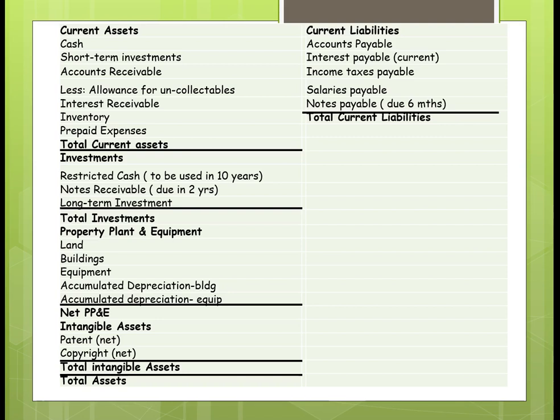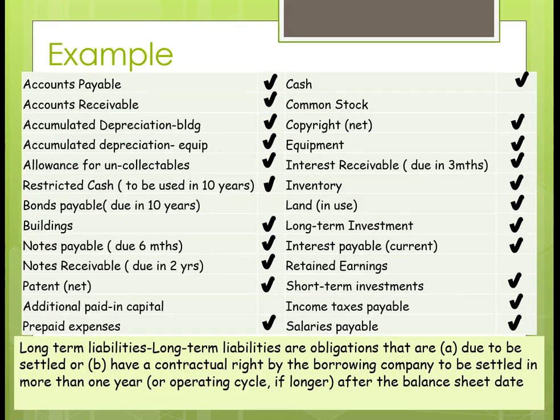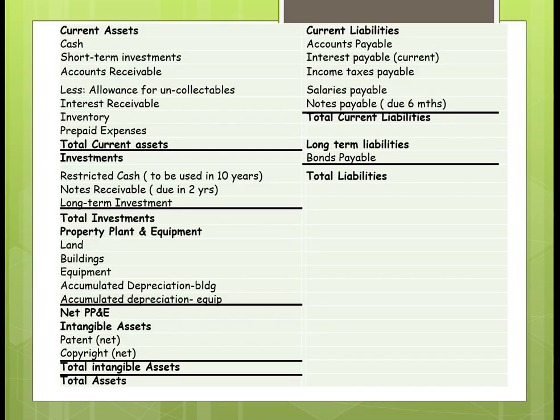Now we're going to do our long-term or non-current. So long-term liabilities are obligations that are due to be settled or have a contractual right by the borrowing company to be settled in more than 1 year after the balance sheet date. So we'll take a look at this. We've got a bonds payable, and that's all we have. So that's what that looks like, and then we have our total liabilities.